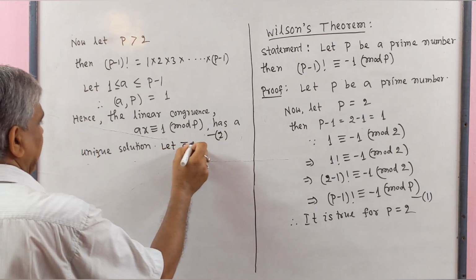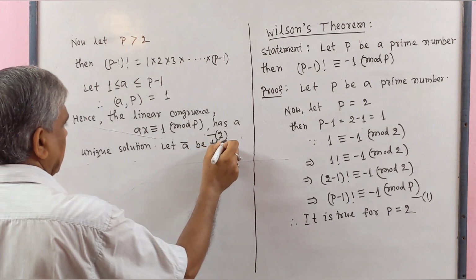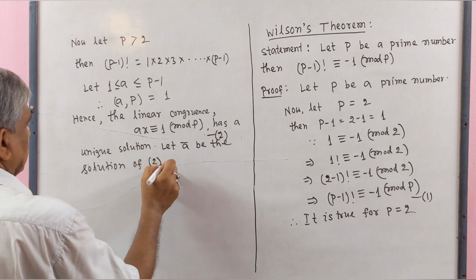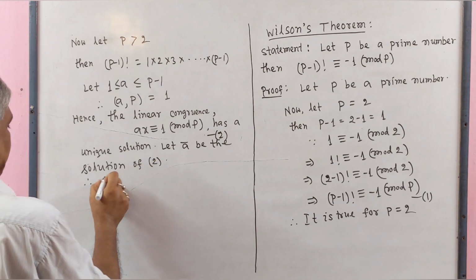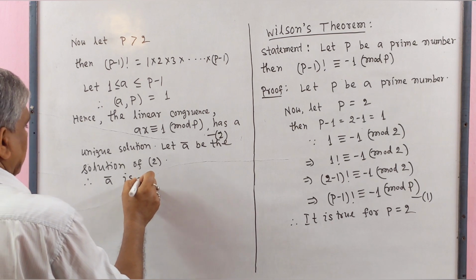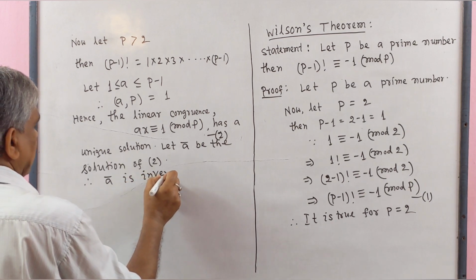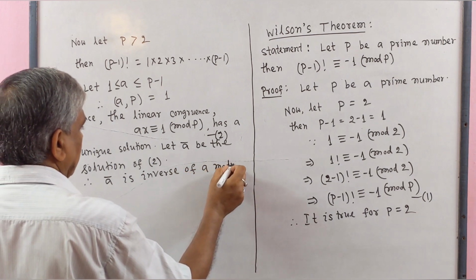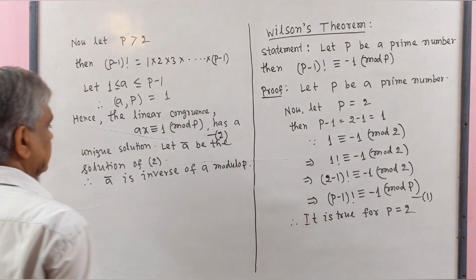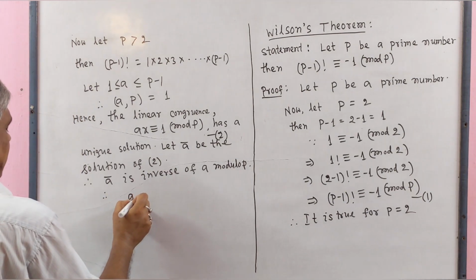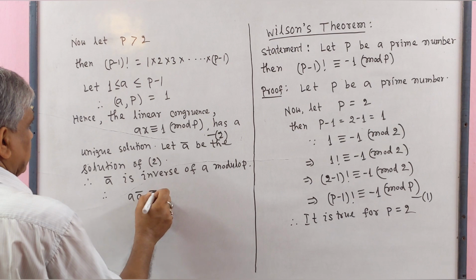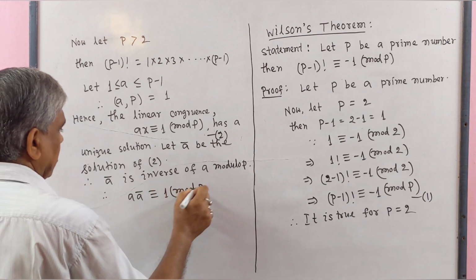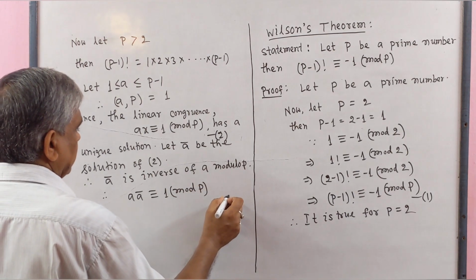Let a bar be the solution of 2. Therefore, a bar is the inverse of a modulo p. Therefore, a times a bar is congruent to 1 modulo p. This is number 3.